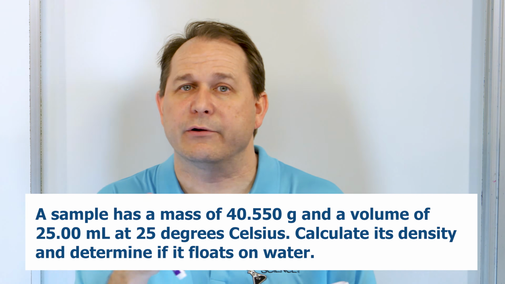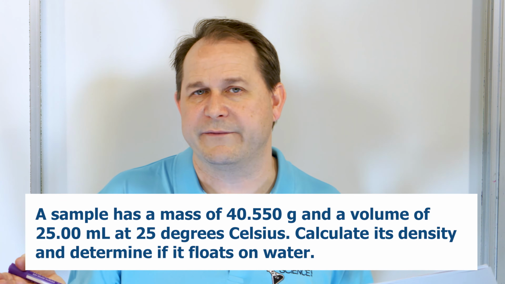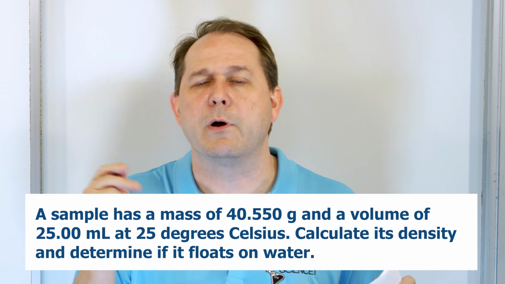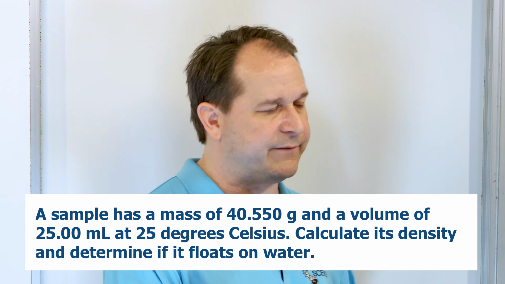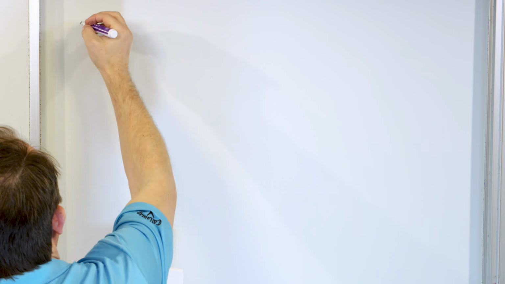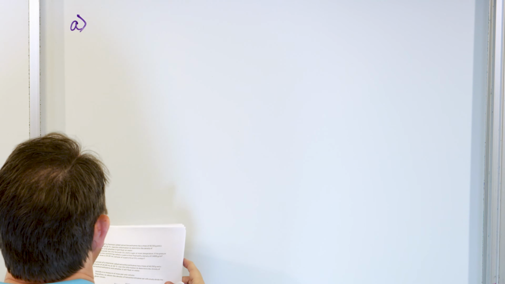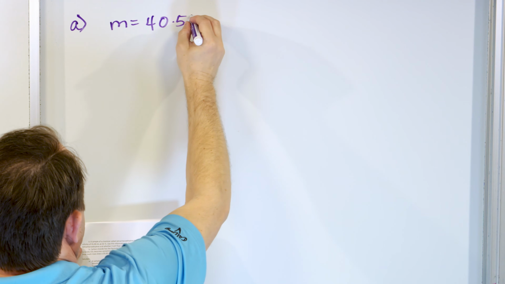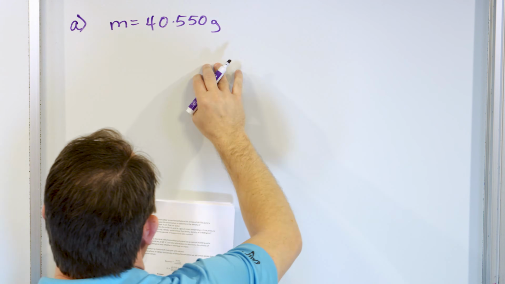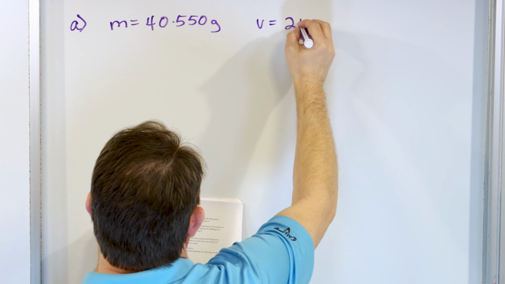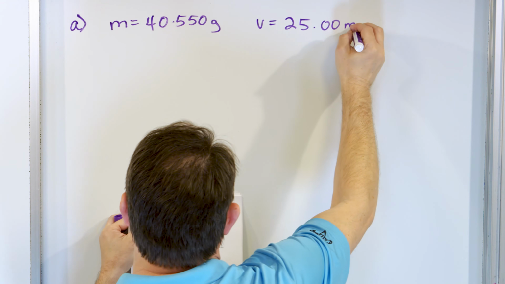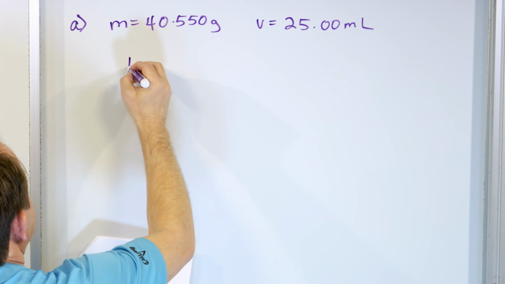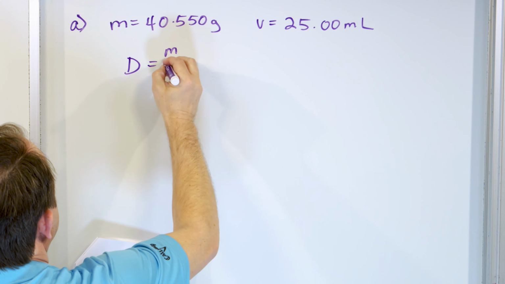So what we want to do is calculate the density, and then we already know how to determine if something floats. We have to see if its density is bigger or smaller than the density of water. That will tell us if it floats. So in this problem, part A, we are told that the mass is 40.550 grams, and the volume is 25.00 milliliters. And we're told the temperature there. So how do we determine the density? The density is always equal to the mass divided by the volume.